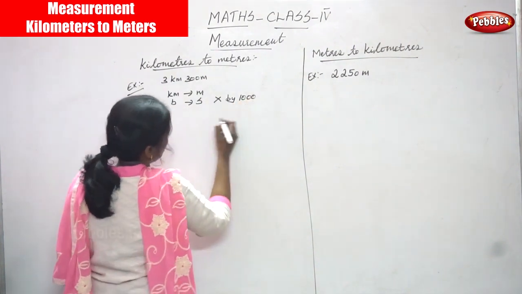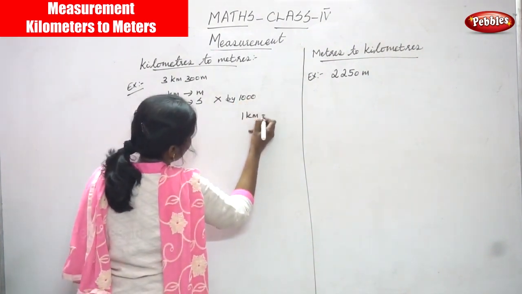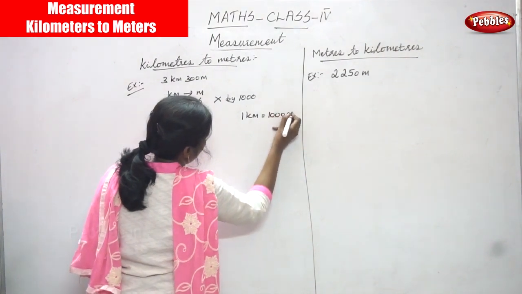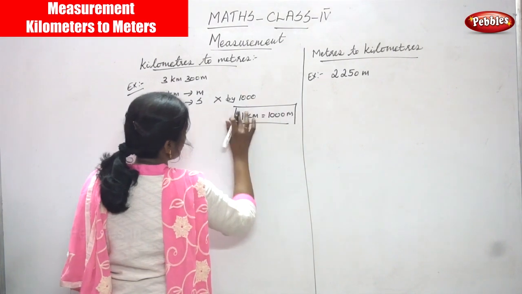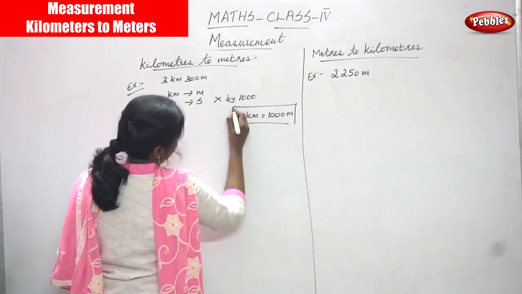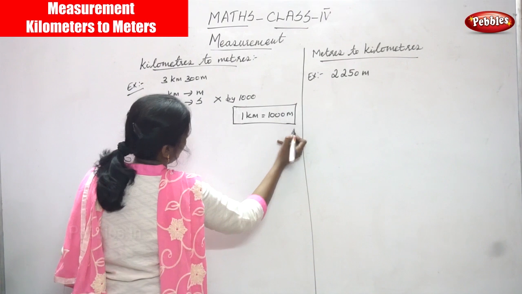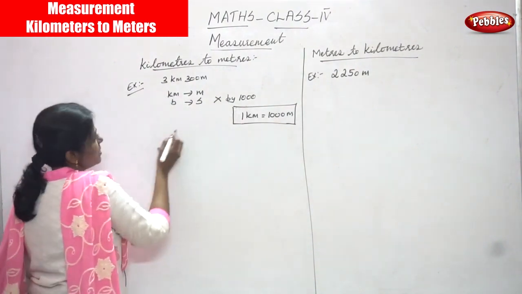So I've already told you the formula. 1 kilometer is equal to what? 1000 meter. This is the formula. So don't forget this formula, otherwise you can't do the sum. 1 kilometer is equal to 1000 meter.